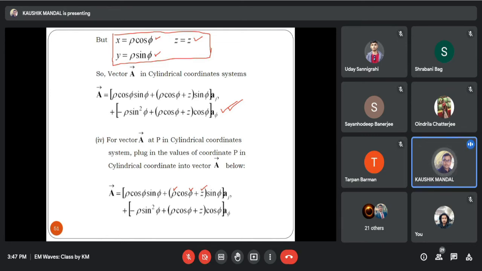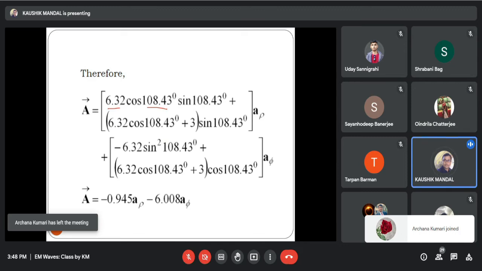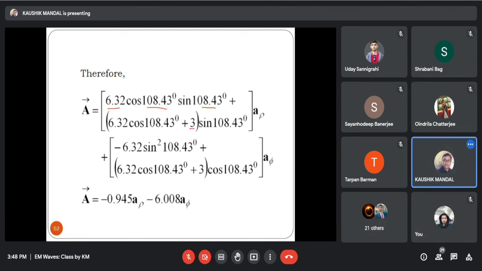So now in this equation you have to simply put the value of rho, phi and Z. That has been done. Rho, phi, once again it is sin phi, and this is the Z. So by solving this, you can check it, I did not check it yet. It will be around this. So these simple examples are very important to understand the transformation of vectors, the transformation from one coordinate system to another coordinate system.